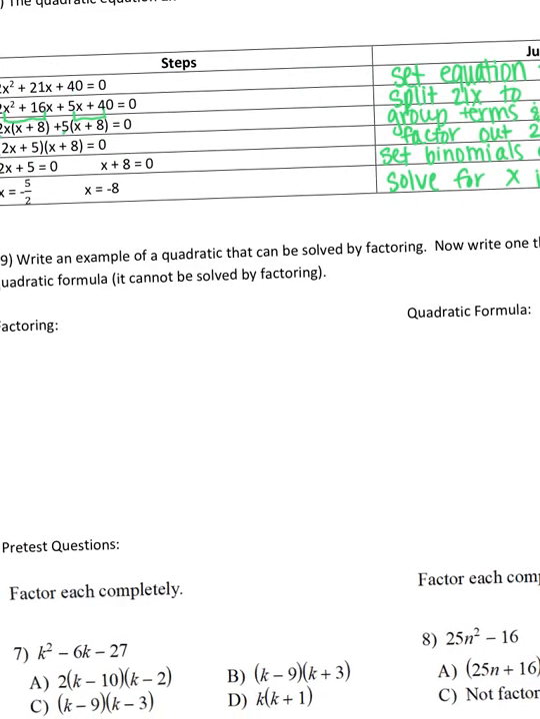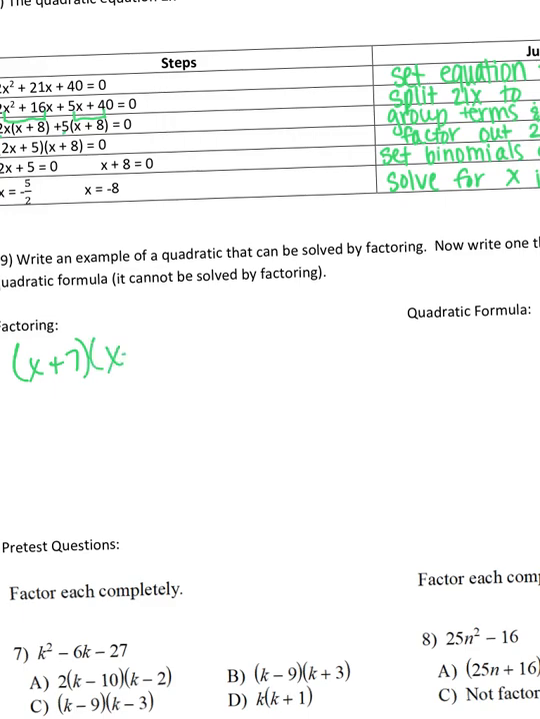So in number 19, it says, write an example of a quadratic that can be solved by factoring, and then write one that must be solved by the quadratic formula, meaning that it cannot be solved by factoring. I hope the wind is not making this hard to hear. So if you want to work backwards, write one in factored form. It doesn't matter what it is.